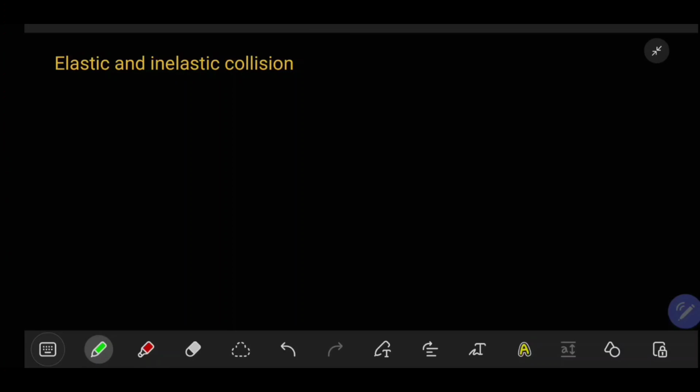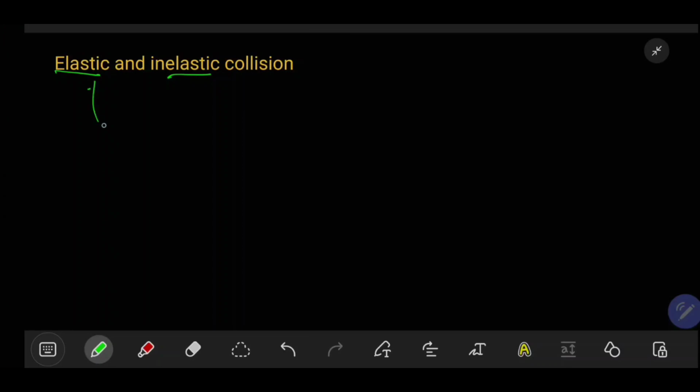So in today's lesson, I want us to check the two concepts on your screen, which are elastic and inelastic collision. So I want us to identify the common thing about the two collisions.